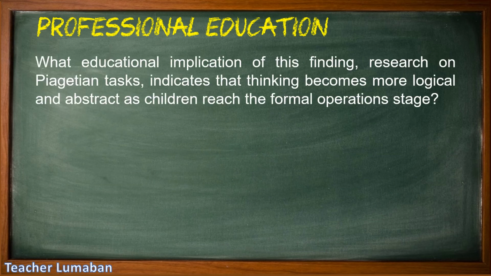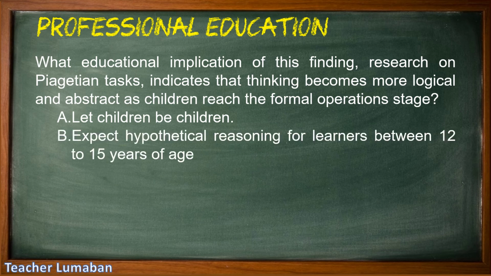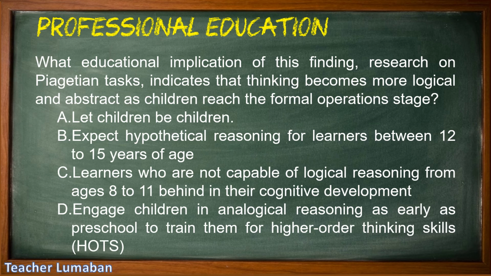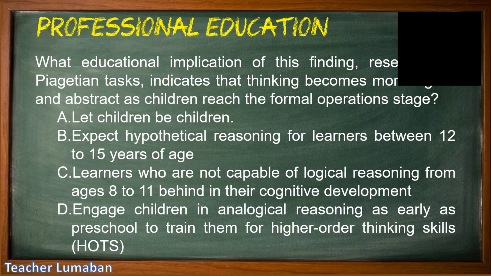What educational implication of this finding, research on Piaget's tasks, indicates that thinking becomes more logical and abstract as children reach the formal operations stage? Letter A, let children be children. Letter B, expect hypothetical reasoning for learners between 12 to 15 years of age. Letter C, learners who are not capable of logical reasoning from ages 8 to 11 are behind in their cognitive development. Letter D, engage children in analogical reasoning as early as preschool to train them for higher order thinking skills, HOTS. Choose the suitable answer to the following choices in 5 seconds.